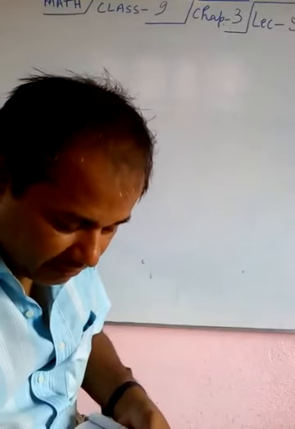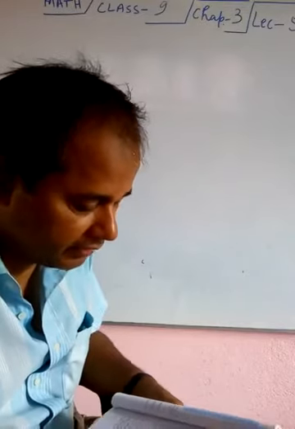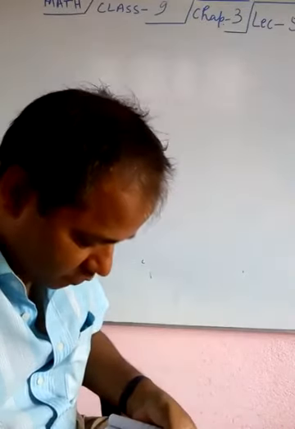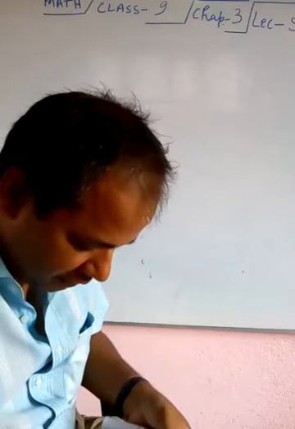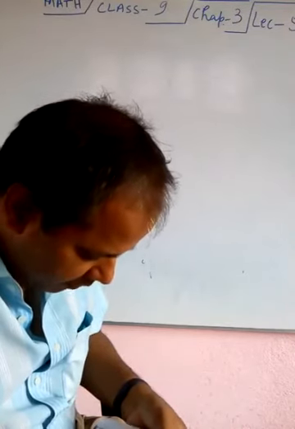This is page number 59 of the NCERT book, class 9 math. This paragraph here we have explained already till here. So now the middle paragraph.